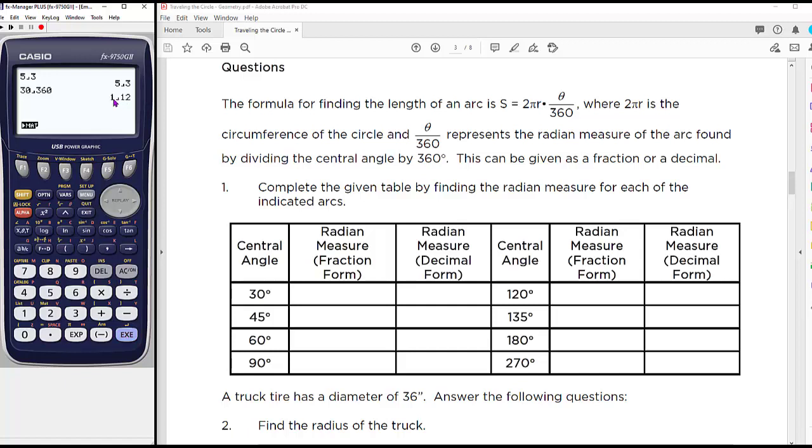And so notice my answer is 1 over 12. So that's what I would write here, 1 over 12. And then if I want to get the decimal form, the equivalent decimal of that, all I have to do is to use this button right here, the fraction to decimal button, and now I have the decimal form. So students could do that all one at a time, and that's great. Or they could also use the formula and enter the formula as the table. So let's go back to our menu and just show you how you could do that.